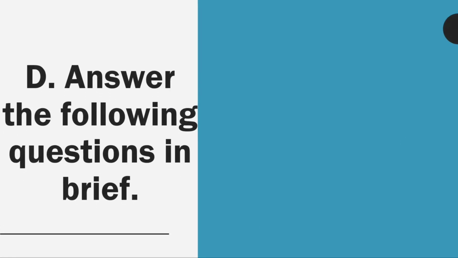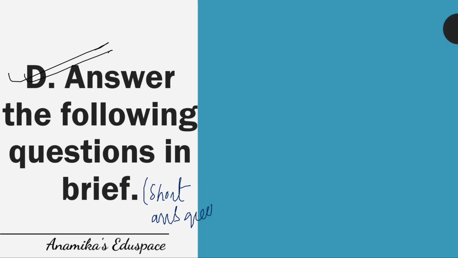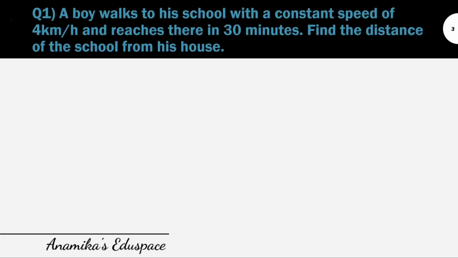So here we are going to first do the short answer questions. Okay. So these are your short answer questions. Question number 1. A boy walks to his school with a constant speed of 4 km per hour and reaches there in 30 minutes. Find the distance of the school from his house.